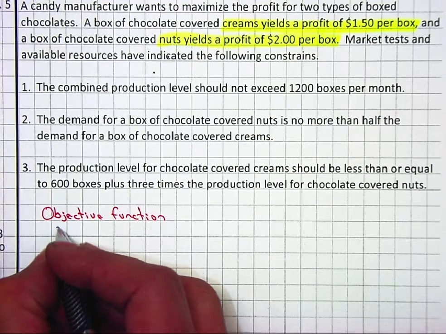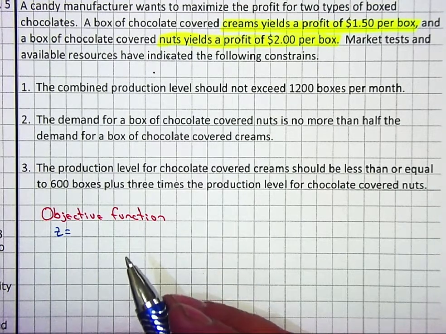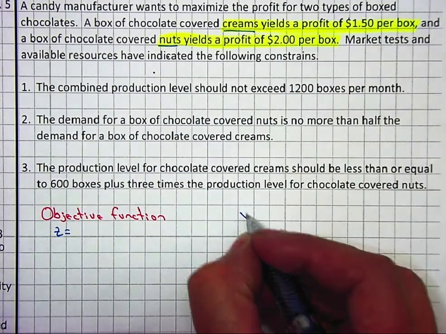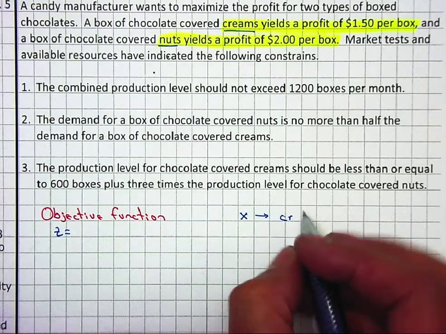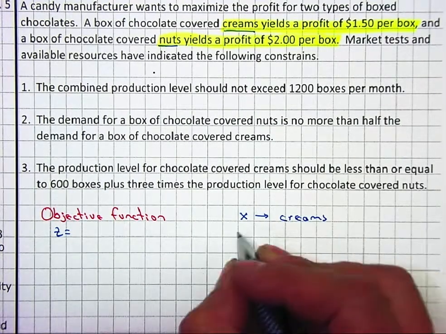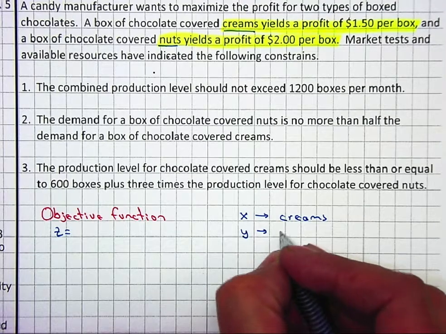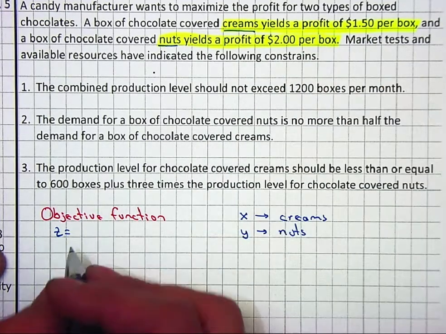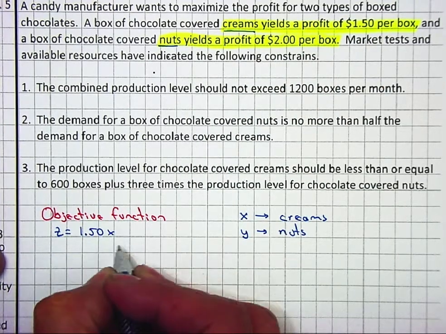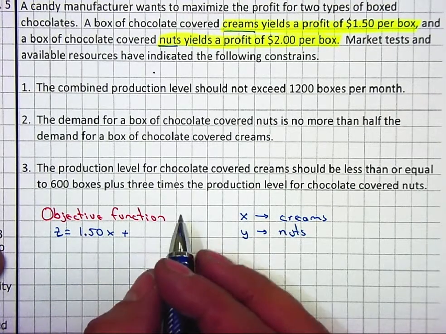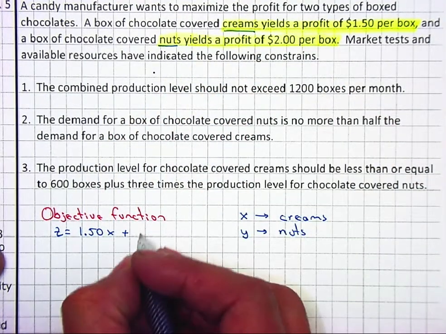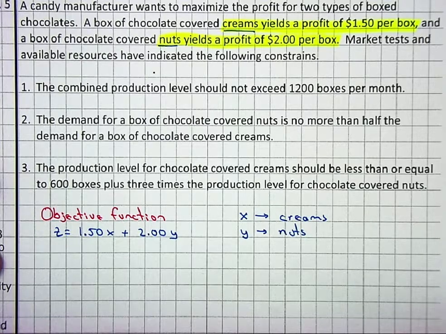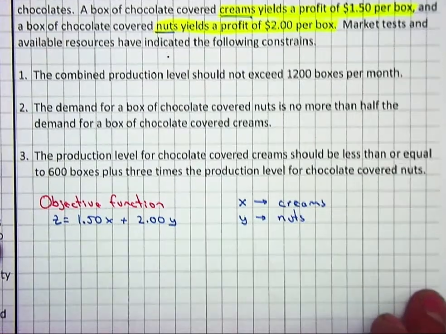We're going to call that z is equal to, so we need to be able to set some variables for the creams versus the nuts. So x will be the chocolate covered creams and y will be our chocolate covered nuts. So creams yield a profit of $1.50 per box will be 1.50x plus nuts yields a profit of $2 per box, 2.00y. And notice that on this word problem they have the constraints separate, which makes it a little easier.